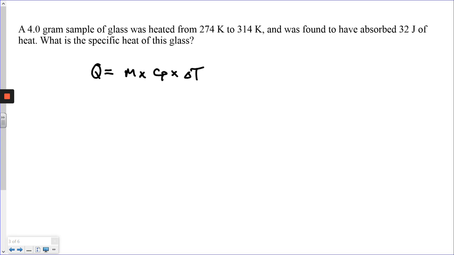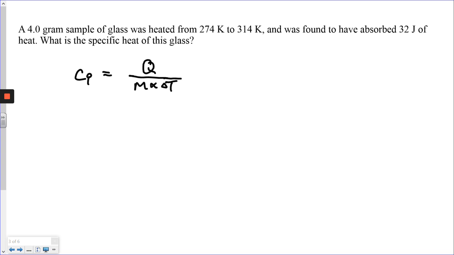If I want to rearrange this to be able to solve for specific heat, I need to divide both sides by M times delta T. M cancels out on this side, and delta T cancels out on this side. So what I'm left with is Q over M times delta T is equal to specific heat. Alright, so just cleaning up that formula so it's a little bit easier to see, we have specific heat is equal to Q over M times delta T.